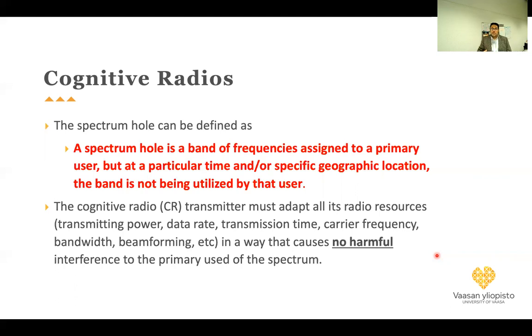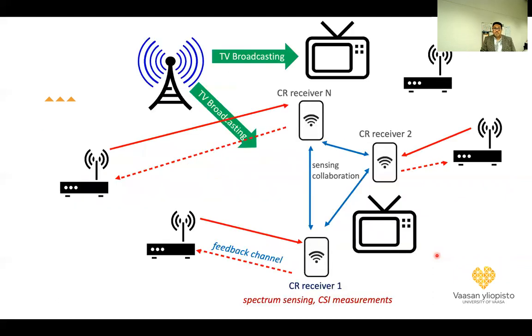So the cognitive radio transmitter must adapt all its radio resources, like transmitting power, data rate, transmission time, carrier frequency, bandwidth, and beamforming. All of them must be assigned in a way that we don't cause any harmful interference to the primary user of that spectrum.